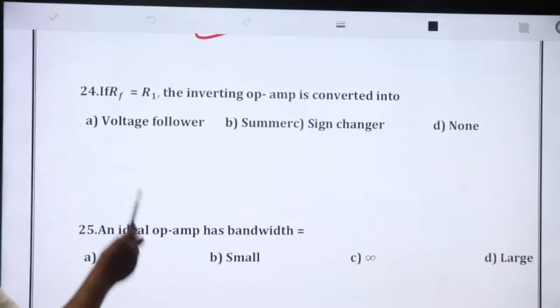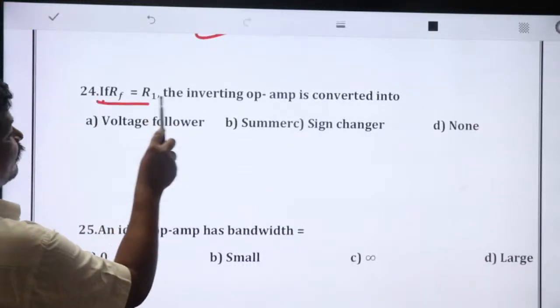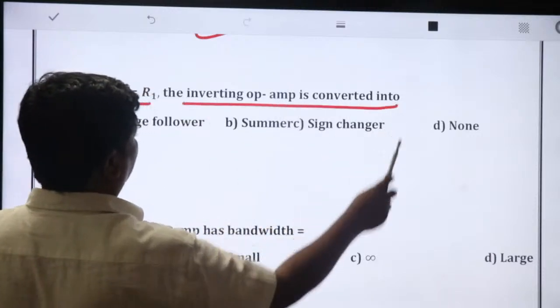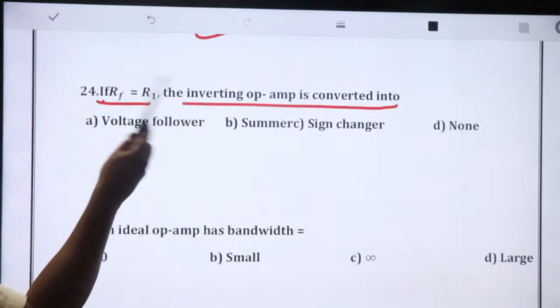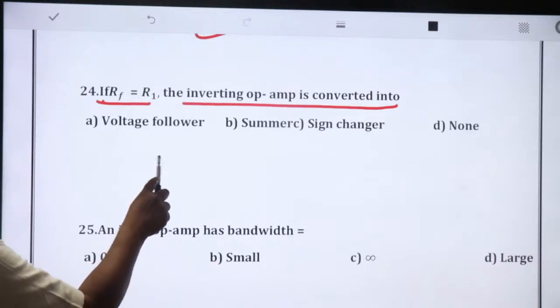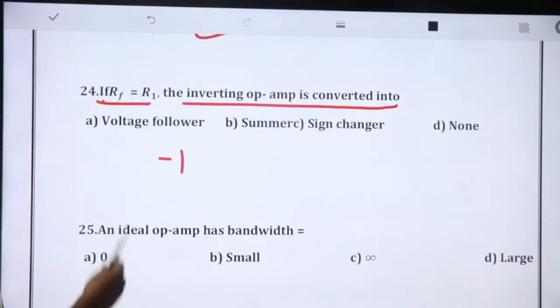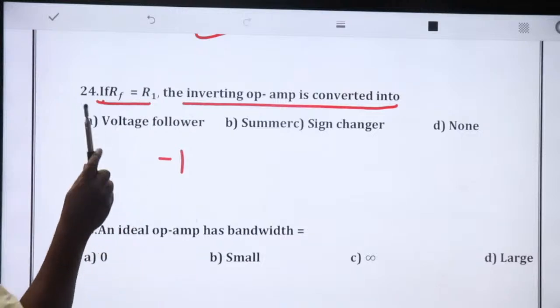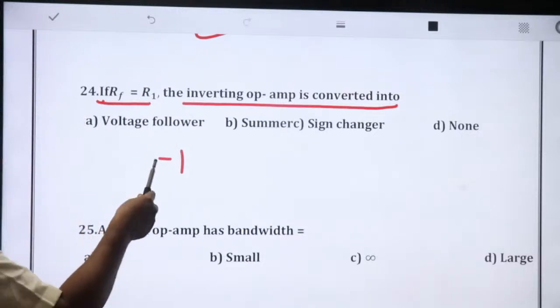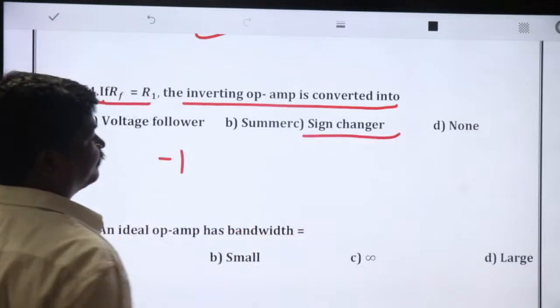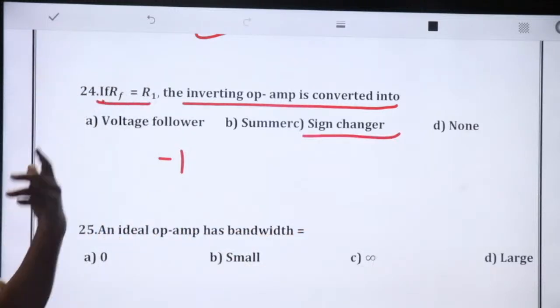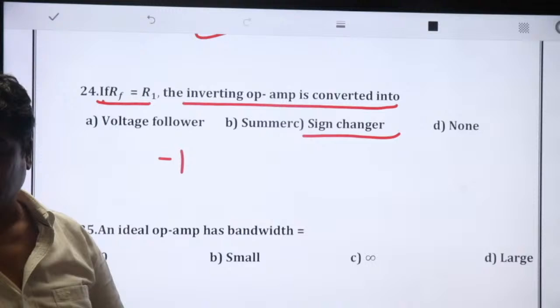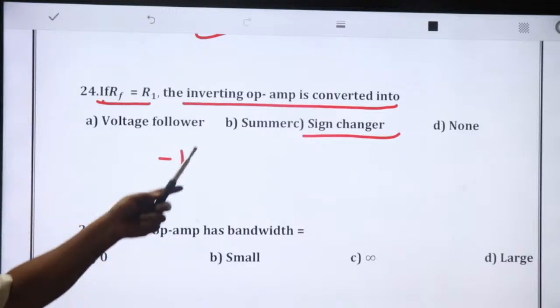Next, if Rf is equal to R1, the inverting amplifier gives a gain of minus 1. Minus 1 means you give an input and get the same output but with the sign changed. Output is the same as the input, but the sign is changed. That's why it is a sign changer.